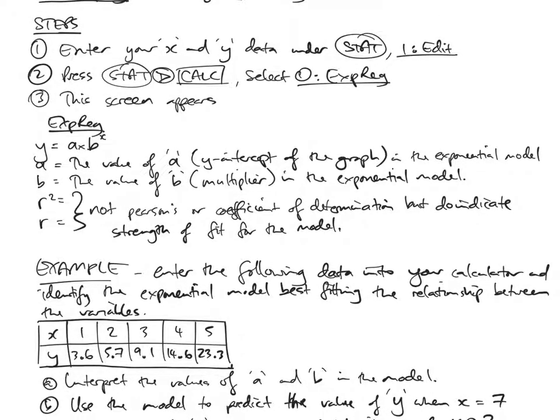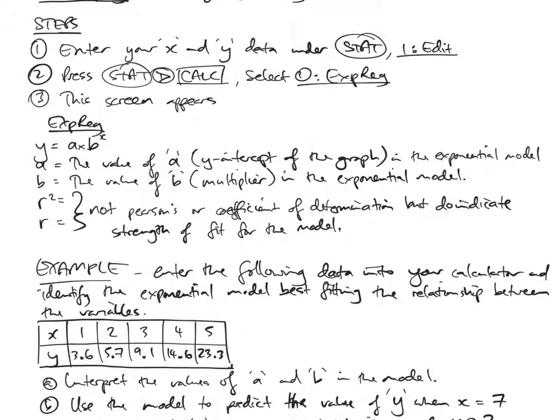You need to enter the data into stat edit, so I'm going to do that in the calculator now. Unfortunately, I can't show that on the screen. Just trust that I'm entering the data. So in L1, 1, 2, 3, 4, 5. In L2, 3.6, 5.7, 9.1, 14.6, 23.3. So I've entered the data.